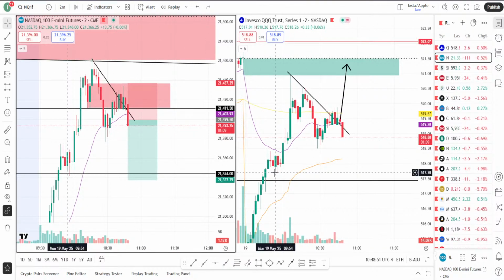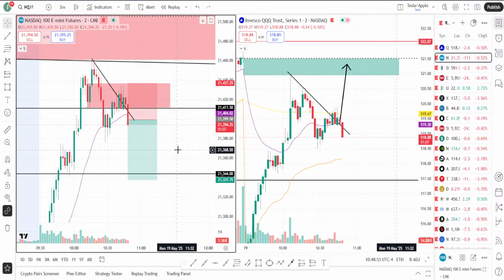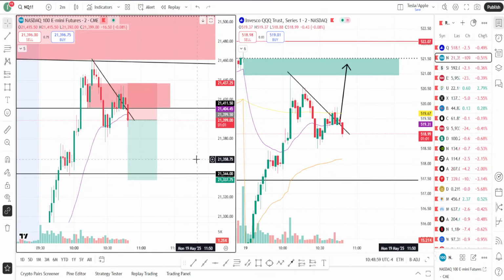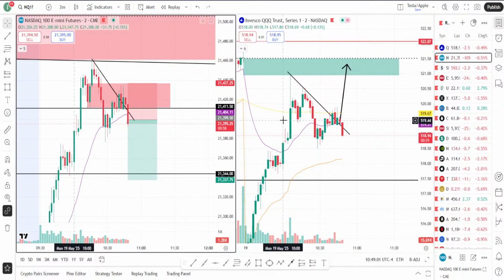Let's go. Easy. Just be patient, y'all. You see this? You gotta be patient. Money will come right to your lap. Now we just need a strong close on that candle. That's all we need. We get a strong close, that'll confirm.